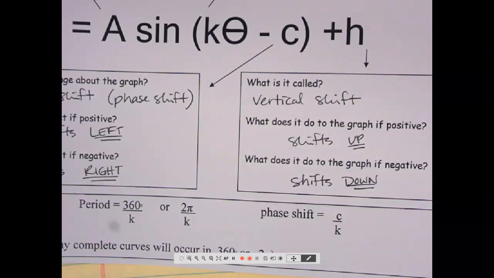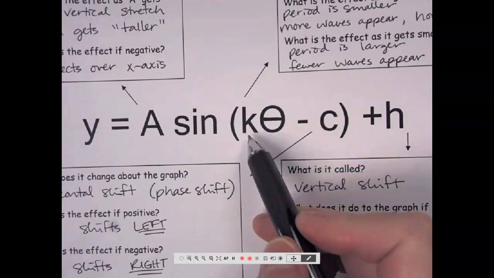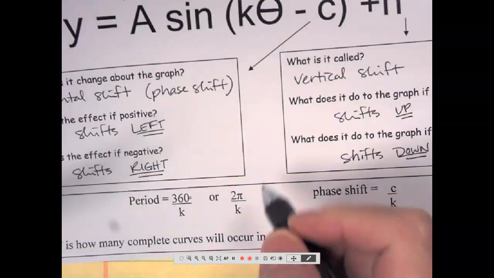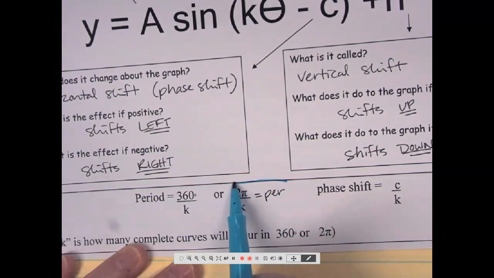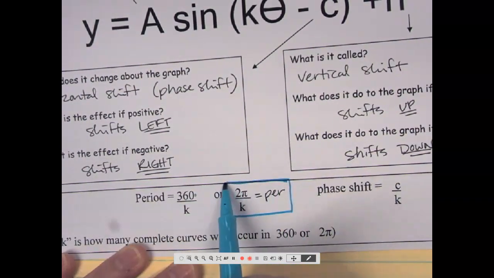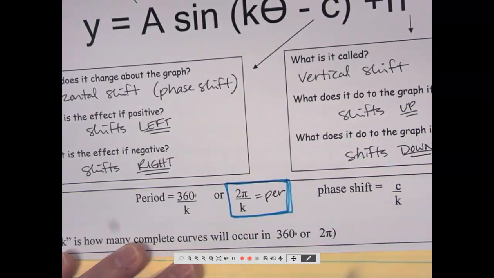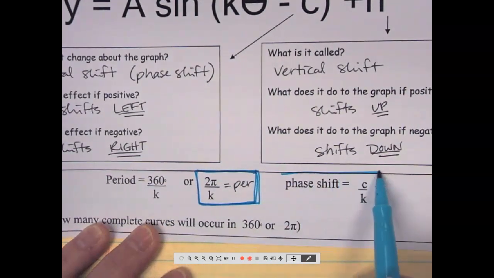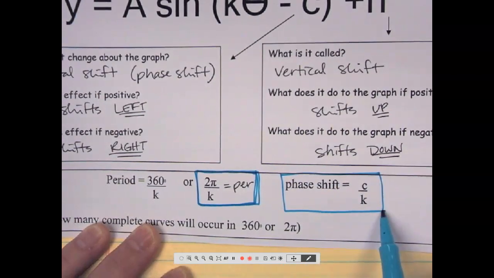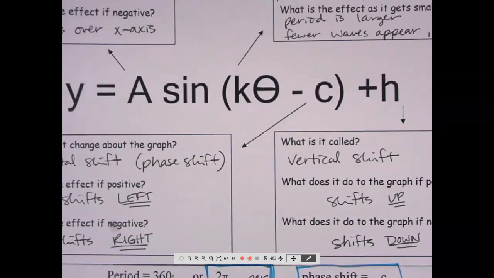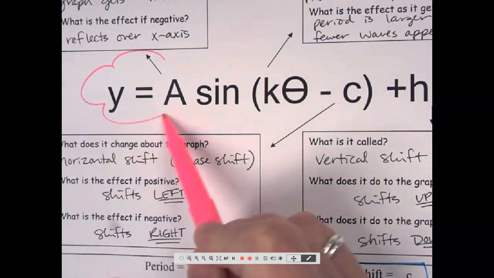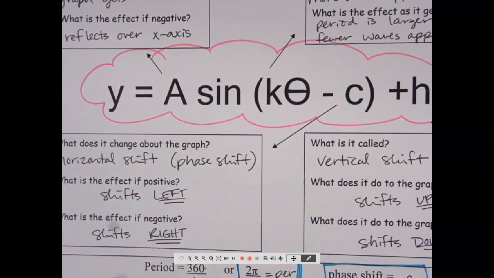Okay, so these things at the bottom here are little formulas that we will use. This number k will determine the period of the function, and we're going to use 2 pi over k instead of 360 over k, so I'm going to make that equal to the period. And then here's a formula for phase shift that we will use: C divided by k. Okay, and here is our lovely equation.